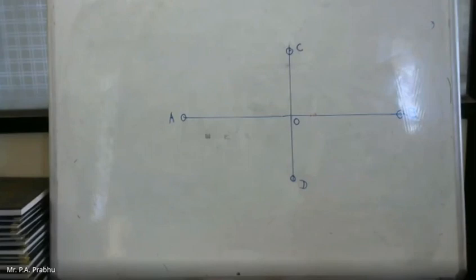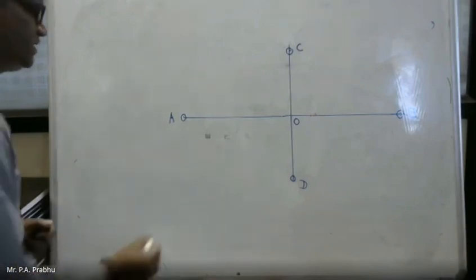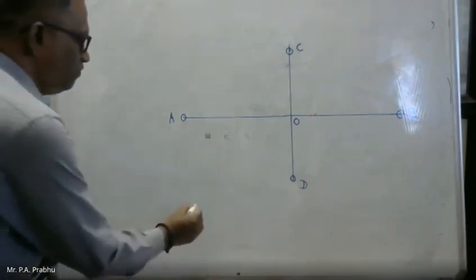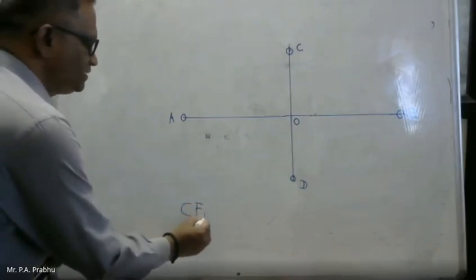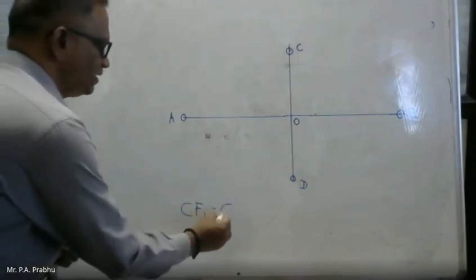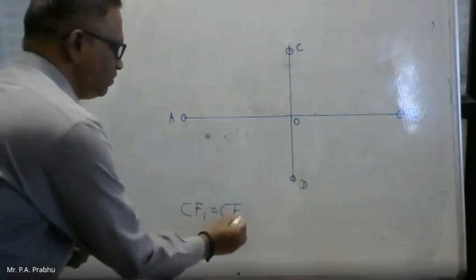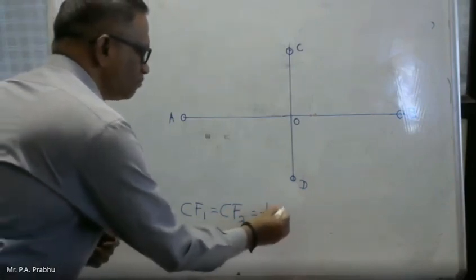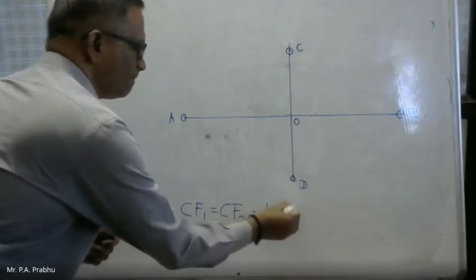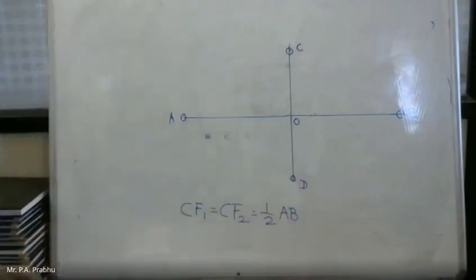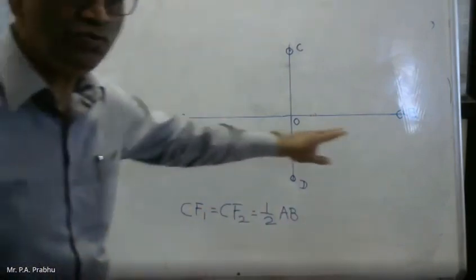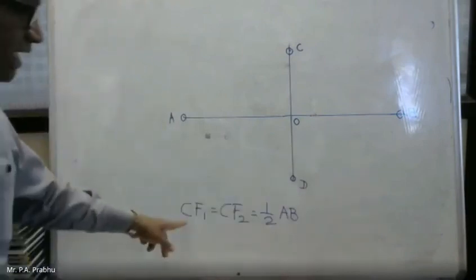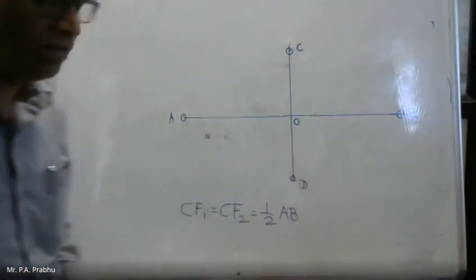What does the first property say? The distance of the end of the minor axis from two foci is always equal, and it is equal to half the major axis. Here I have to mark the points F1 and F2. Okay. So in a compass, take a distance equal to half the major axis.